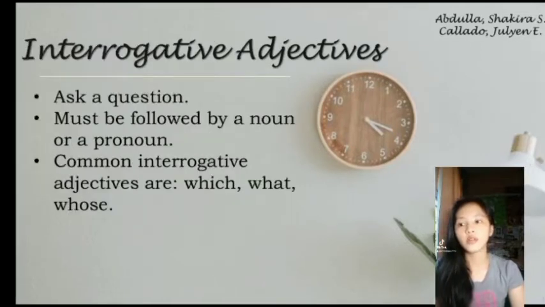So next we're going to discuss the interrogative adjectives. When we say interrogative adjectives, it includes WH words used to ask a question. It must be followed by a noun or a pronoun. The common interrogative adjectives are which, what, whose, who, where, and whom.